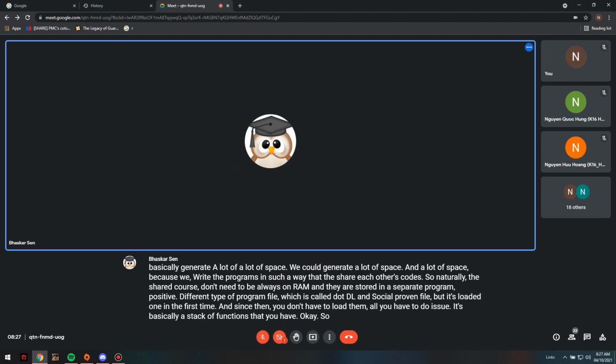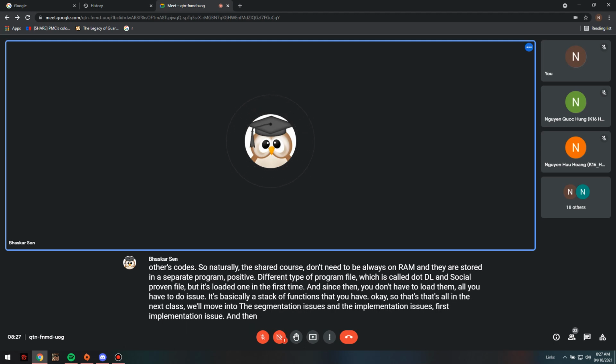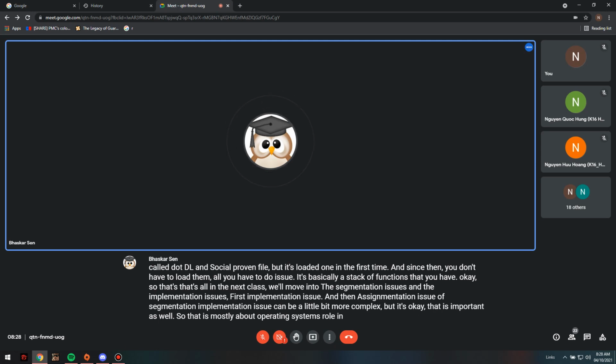So that's all. And in the next class, we'll move into the implementation issues and the segmentation issues. First, the implementation issue, and then the segmentation issue. The segmentation implementation issue can be a little bit more complex, but it's okay. That is important as well. So that is mostly about the operating system's role in how to handle page faults and paging issues.